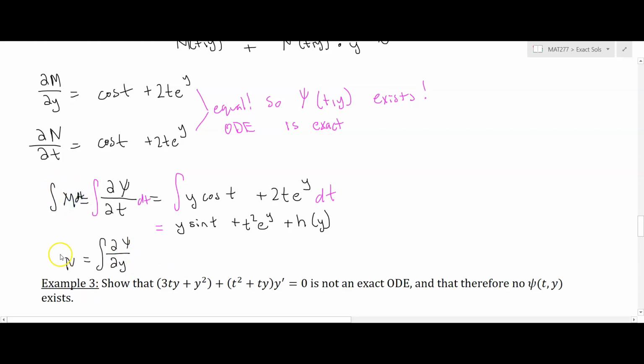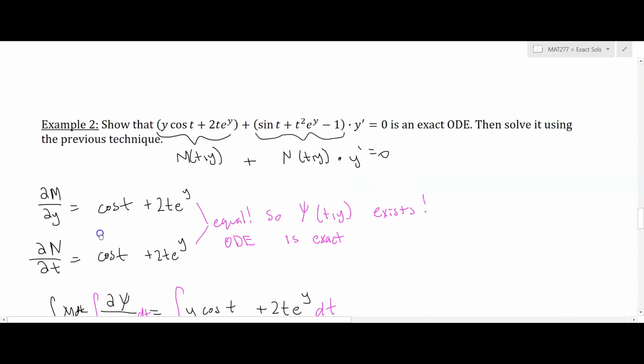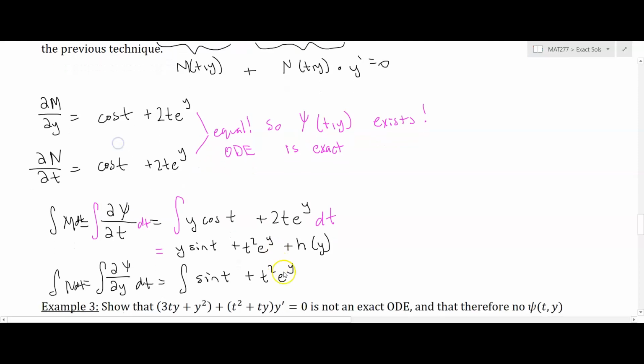This would be the integral of that, and with respect to t will be the integral of n, which is sine t plus t squared e to the y, minus 1. And this is all with respect to y. Well, that's going to equal the integral of sine of t. Well, that's a constant. So the integral of that would be sine of t times y. Just the same reason that the integral of like 5 dx would be 5x. So here sine of t is acting like the 5.